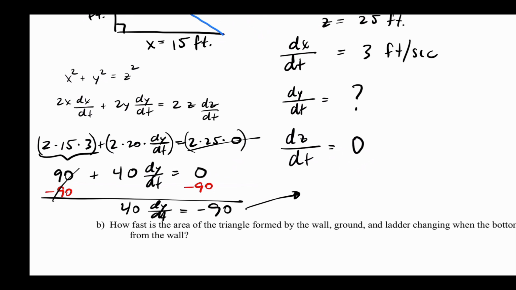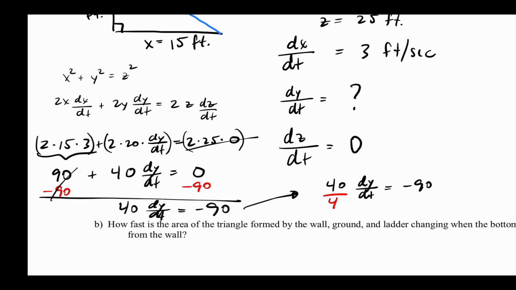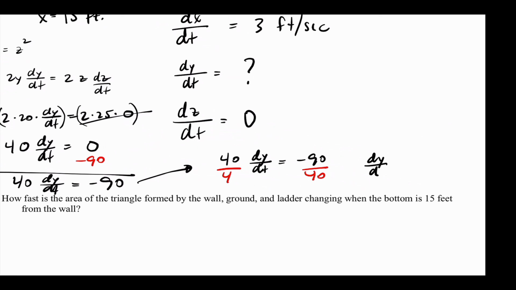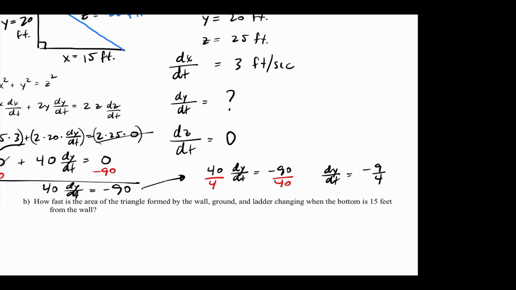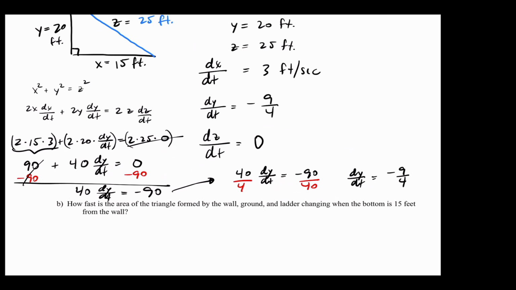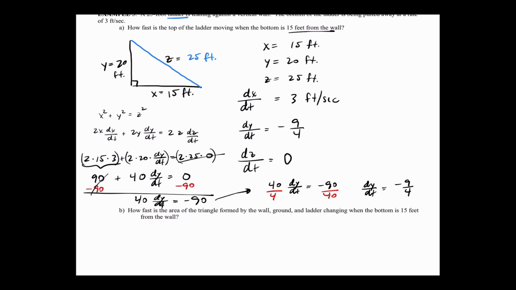40 dy dt equals negative 90. I'm going to move it over here so I don't run out of room. 40 dy dt equals negative 90. Divide by 40. Dy dt equals negative 9/4. When I reduce it, it's negative 9/4. What units is that going to get? Feet per second. Yep. Done.